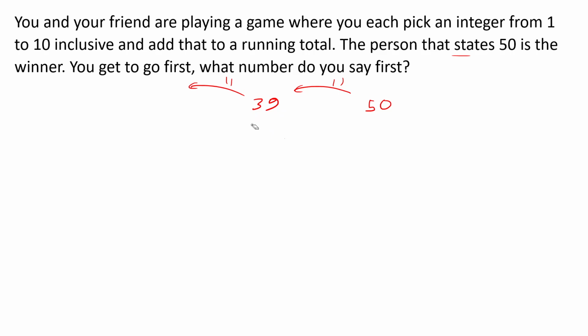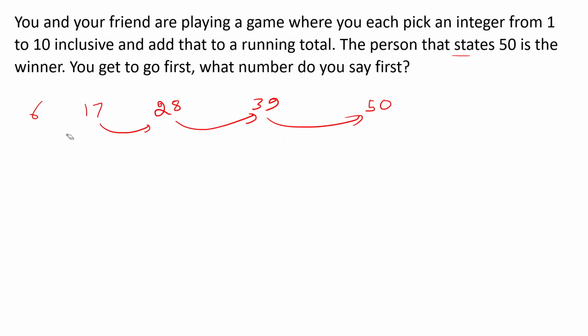So how to reach 39 comfortably? You have to be at 28, and I'm sure you know where it is going. So 17 and 6. If you are at 6, he can say anything, and you can always reach 17. He can say whatever he wants, you can always reach 28, then 39, and then 50. So what number do you say first? 6. As soon as you say the first number, you are a winner.